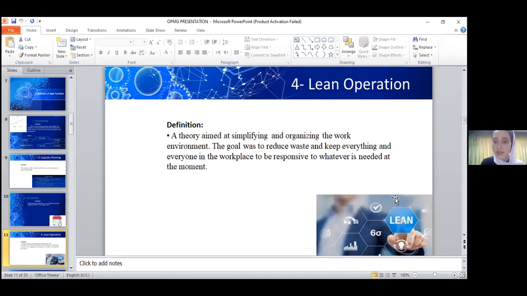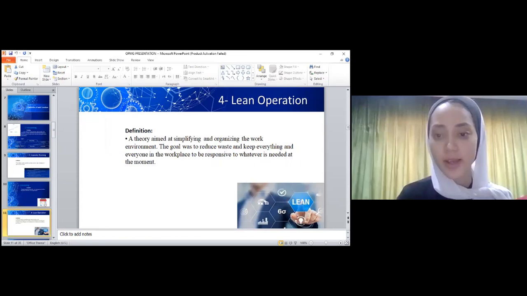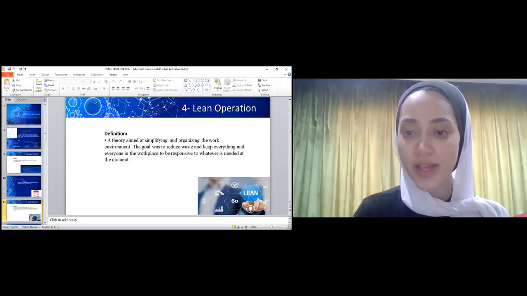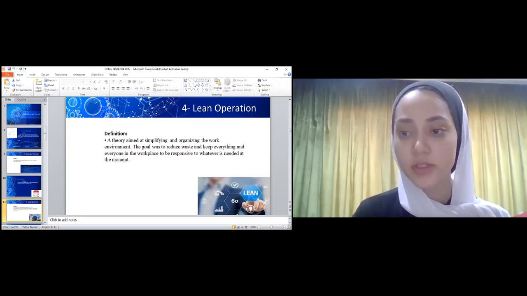The fourth function is the lean operation. It is a theory aimed at simplifying and organizing the work environment. Its goal is to reduce waste, including inventory waste, transportation waste, and many other things, and to keep everyone in the workplace responsive to whatever is needed at the moment.